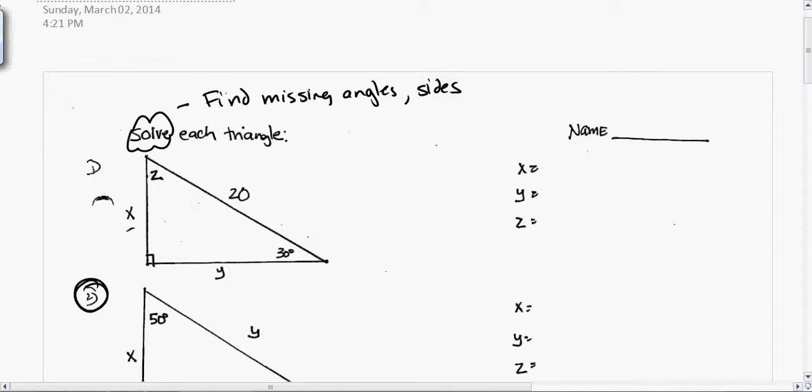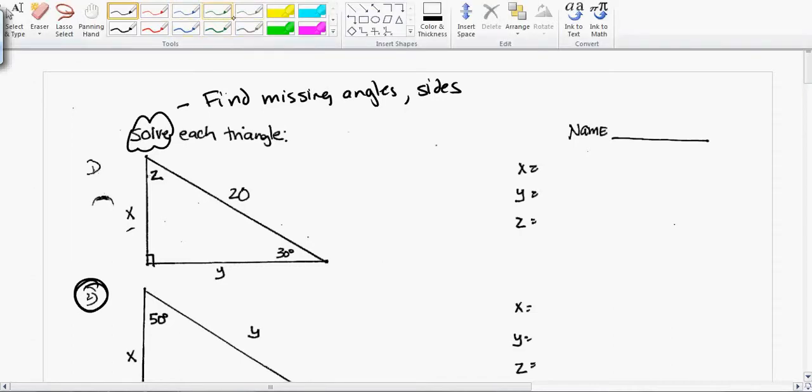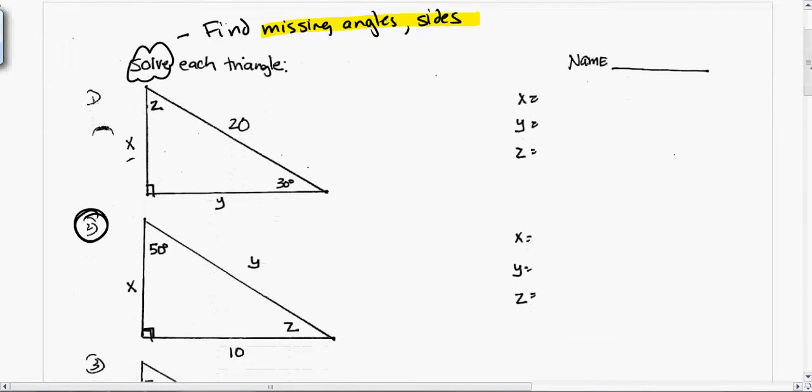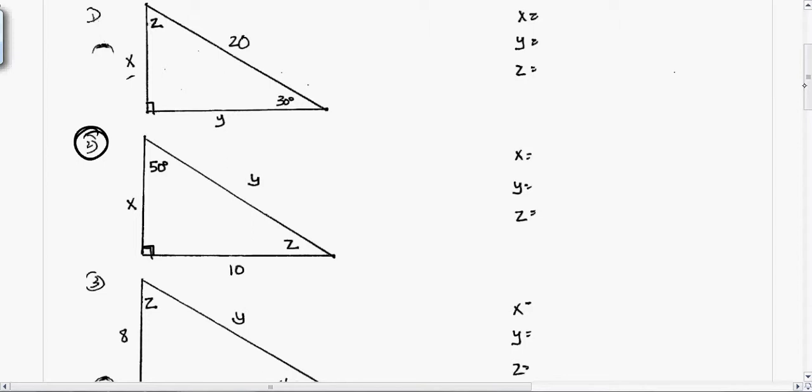In this video, we're going to look at solving a right triangle. Solving a right triangle means that you want to find any missing angles or sides, any place that there's a variable. So, for example, in number 1, we're missing an angle Z and missing two sides, X and Y. I'm going to do number 2, and in number 2, I'm missing angle Z. I'm missing one of the legs, X, and I'm missing the hypotenuse, Y.